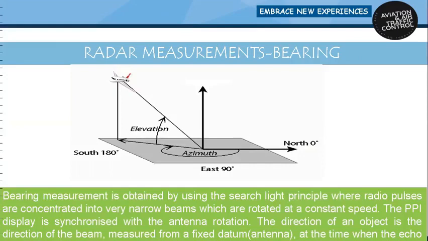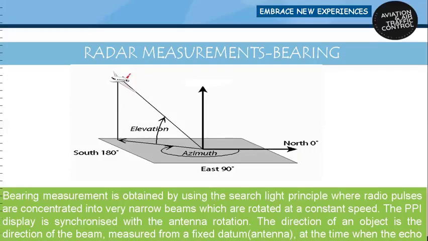Bearing measurement is obtained by using the searchlight principle, where radio pulses are concentrated into very narrow beams, which are rotated at a constant speed. The plan position indicator display is synchronized with the antenna rotation. The direction of an object is the direction of the beam measured from a fixed datum, which is the antenna, at the time when the echo is received.